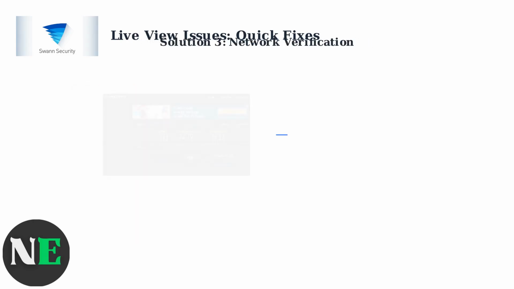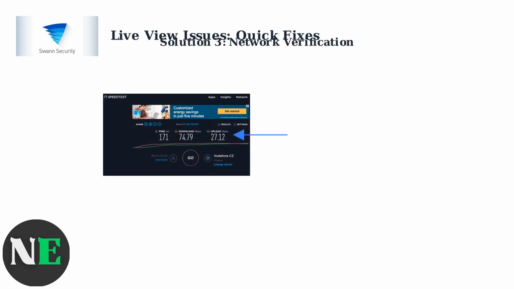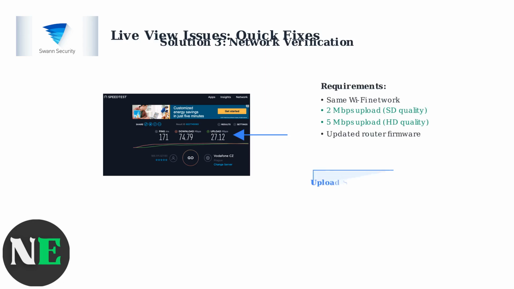The third solution involves verifying your network setup. Network issues are the root cause of most live view failures, so proper verification is essential. First, ensure both your camera and mobile device are connected to the same Wi-Fi network. Test your internet speed at the camera location. You need at least 2 megabits per second upload speed for standard definition, or 5 megabits per second for HD quality. Also verify that your router firmware is up to date.